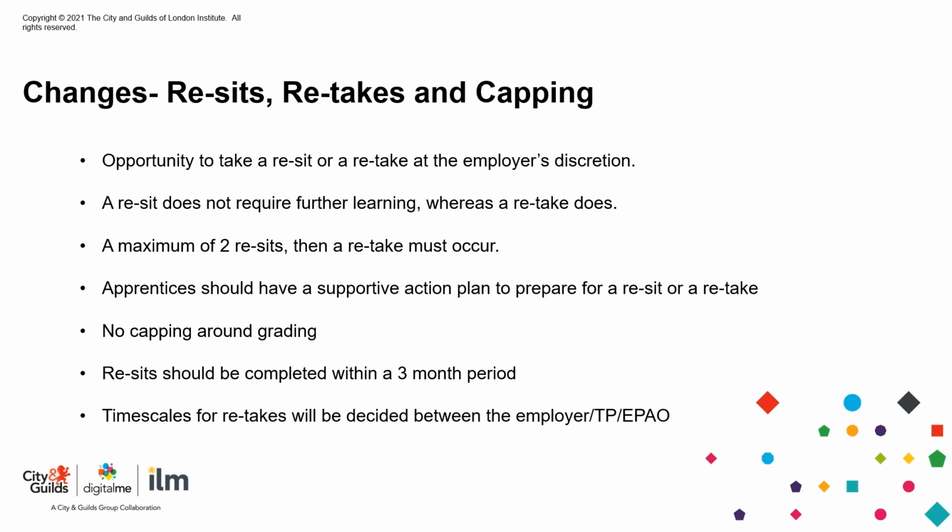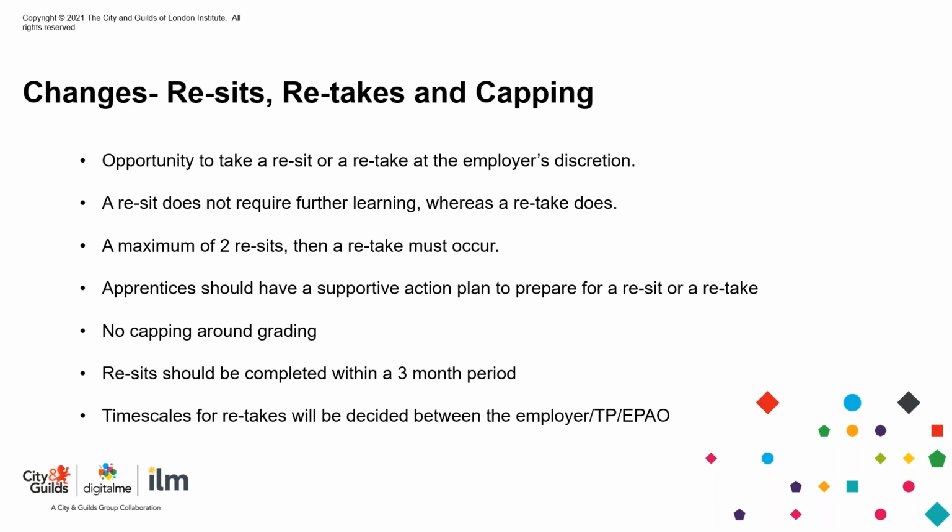The rationale for that is that an apprentice must need further training if they have failed on 2 occasions. A resit does not require further learning, whereas a retake does. Apprentices should also have a supportive action plan in place to prepare for a resit or a retake, ensuring that they aren't put in at the earliest opportunity.